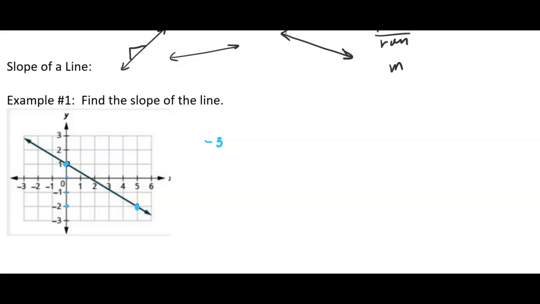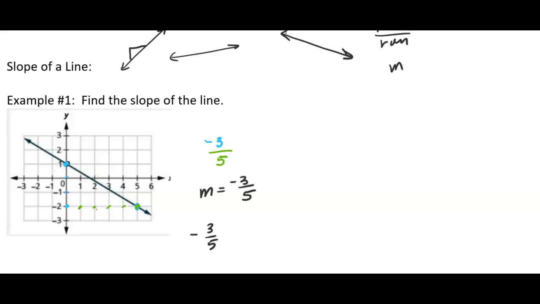And then how much do I run? How much am I moving to the right? Well, I stay there and I count 1, 2, 3, 4, 5. So it would be -3 over 5. We'd say that was the slope. My slope for this line looks to be -3 over 5. I think we talked about the negative sign, but remember you can put it out front, or in the numerator, or in the denominator. Usually we either put it out to the side or in the numerator.